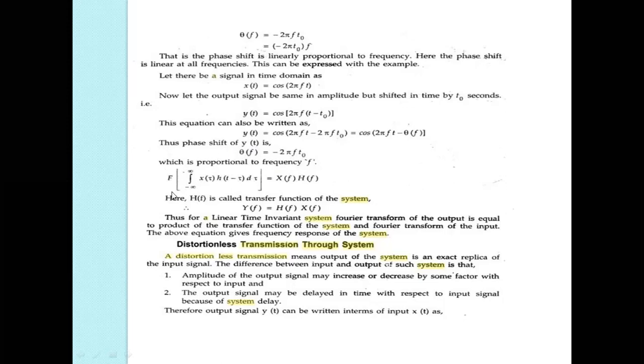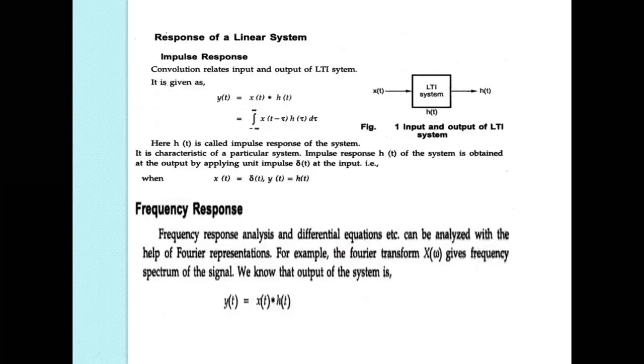The Fourier transformation of the convolution is equal to x of f into h of f. Here, h of t is the impulse response of the system. Y of f is equal to h of f into x of f. Thus, for a linear time invariant system, the Fourier transformation of the output signal is equal to the product of the transfer function of the system and the Fourier transform of the input. The above equation gives the frequency response of the system.